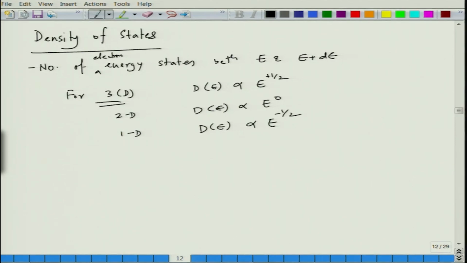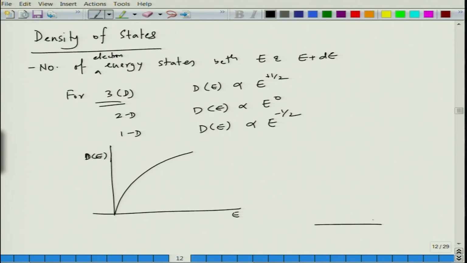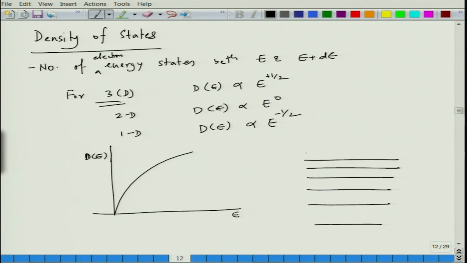So if you plot the 3D density of states as a function of energy, what it tells you is that you are going to have more states available at higher energies than at lower energies. That is what it tells. So if this is E, at lower energy the density is lower.